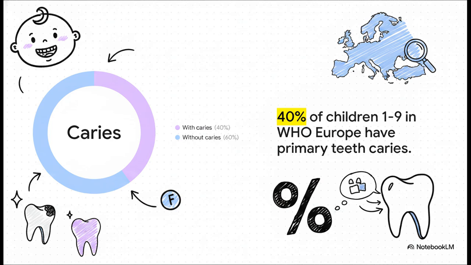And when we zoom in on localized severity, the numbers get pretty alarming. For instance, in the WHO European region, nearly 40% of kids under 10 already have primary tooth decay. Actually, in some specific communities, depending on their access to fluoride and basic dental care, that number can skyrocket to as high as 90%. And this early decay sets a really dangerous precedent. Why? Because the health of those baby teeth directly impacts a child's nutrition, their speech development, and, of course, the future health of their permanent adult teeth.